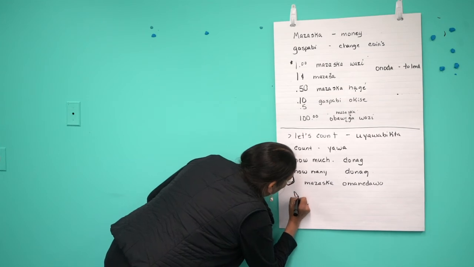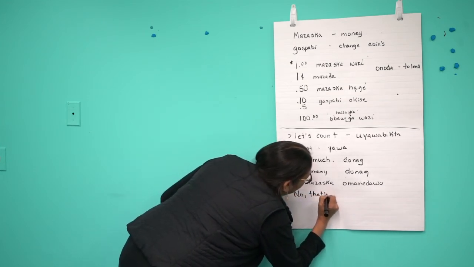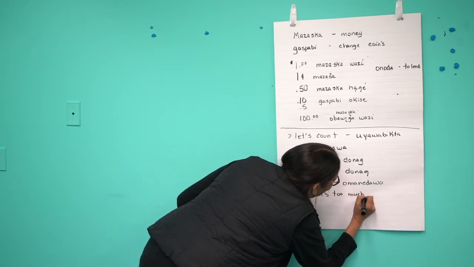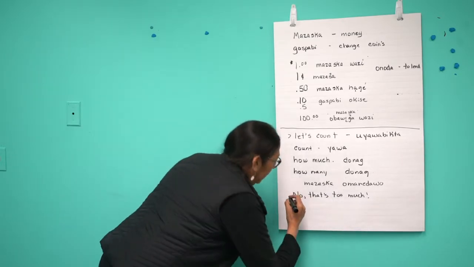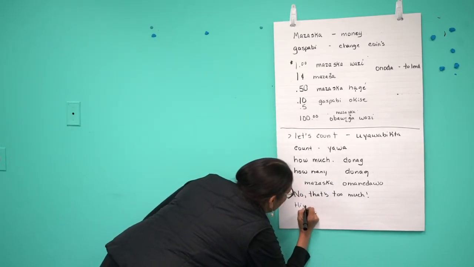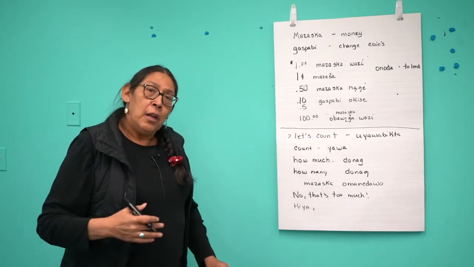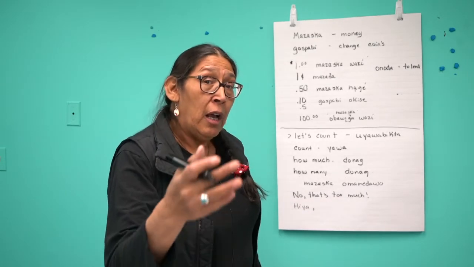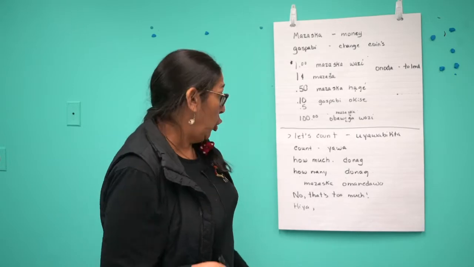Okay, please lend me. It says please lend me, but I'm just asking you to lend me some money. Mazaska omane dawo. And then our next one is no, that's too much. I don't know who's going to say no, that's too much. If someone was going to give me too much money, I'm just kidding.